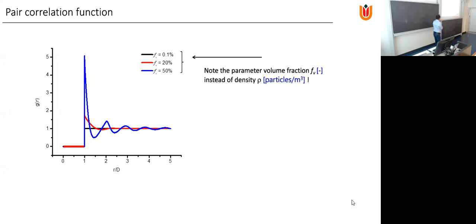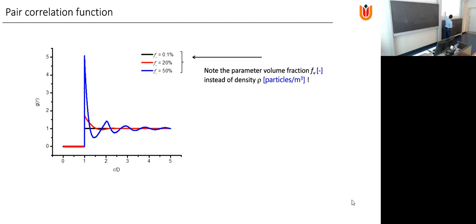Now, if we increase, yeah, go ahead. Is the D in the bottom line, the R divided by D, what does the D represent? The diameter of the particle. Okay, thanks. The diameter of the particle.